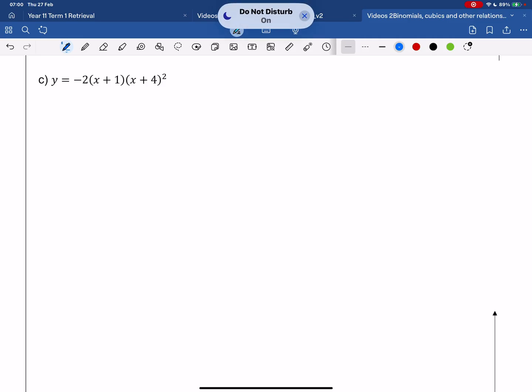This one is slightly different again. Form is very similar, but there are only two brackets, and you'll notice that one of them is squared. Now that tells us that I have got a turning point on my x-intercept, because this squared thing looks like a parabola. Okay, so I've got one of my x-intercepts touches my x-axis, and one of them cuts it.